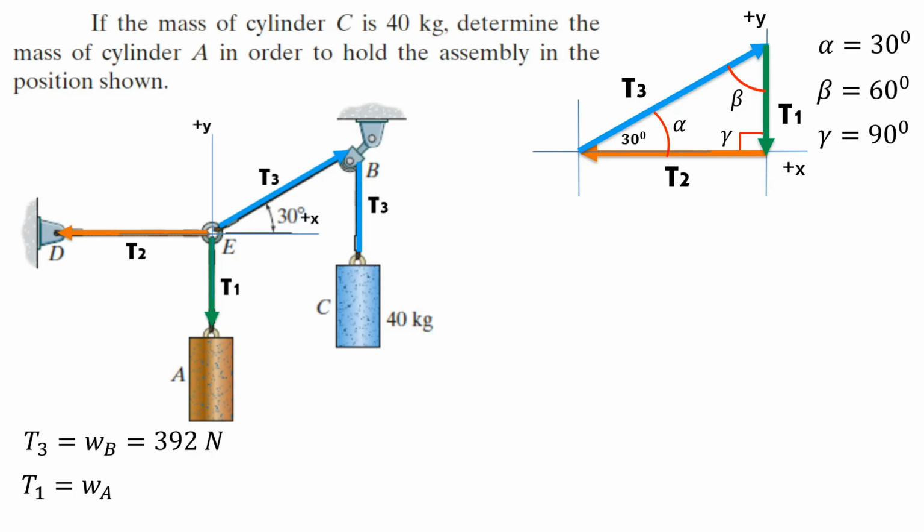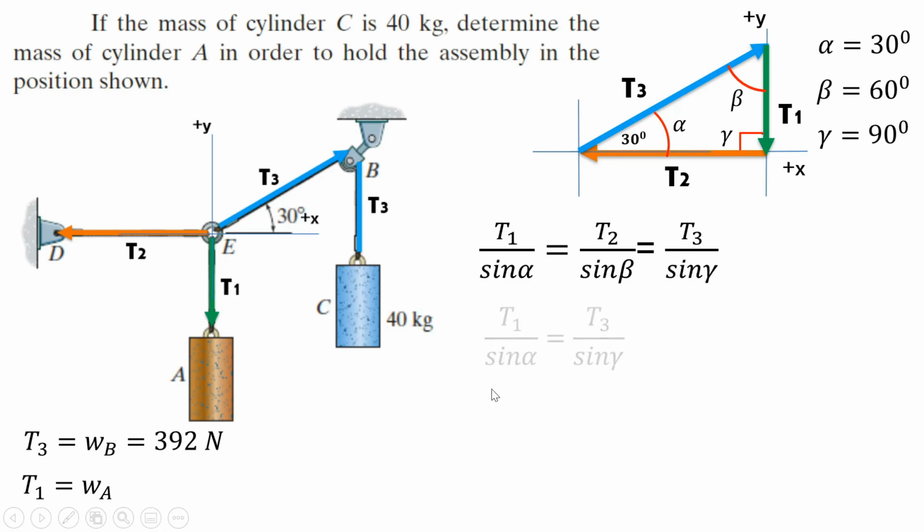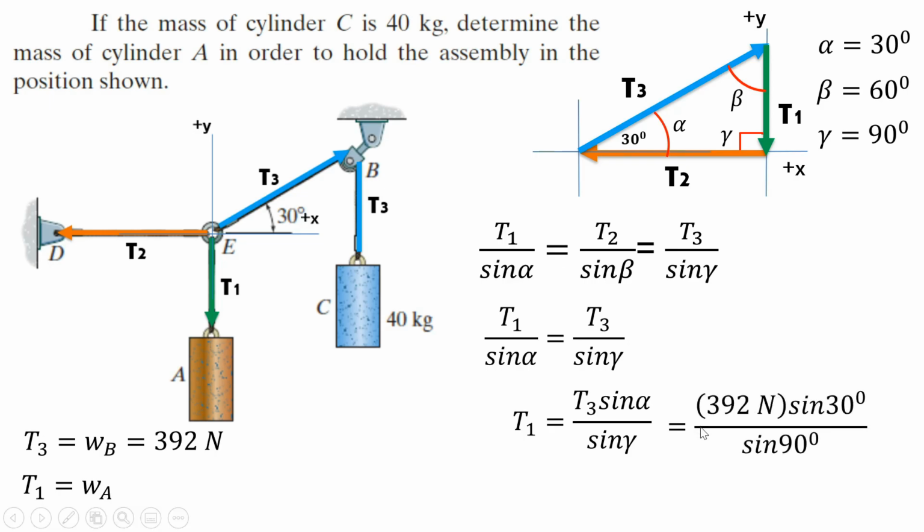That is for T1, so let's try to solve first T1. Based on our given, we know T3. We will use the formula for the Sine Law Method, in which T3 over sine gamma is used to find T1. Therefore, T1 over sine alpha is equal to T3 over sine gamma, and T1 will be equal to T3 sine alpha over sine gamma. Let's substitute now the given: 392 Newtons, that is the value of T3.